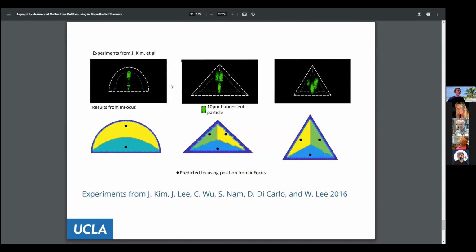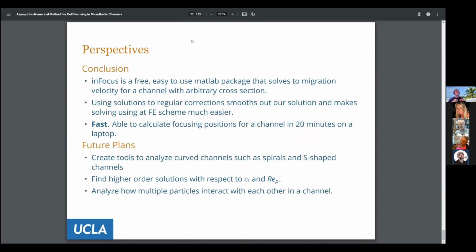But applying this to real channels, we compared results to a paper by Wani Lee and Dino DiCarlo, and it agrees in channels of multiple shapes. What we're working on is assembling this into a package. Along with our publication, we're going to release the package, and hopefully bioengineers will use our tool to more quickly calculate how they should change their microfluidic channel to better suit their test purposes, to create better separation between cancer cells and regular cells, for example.